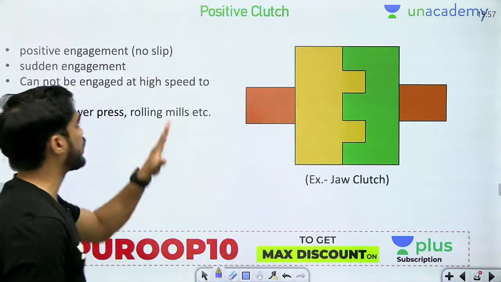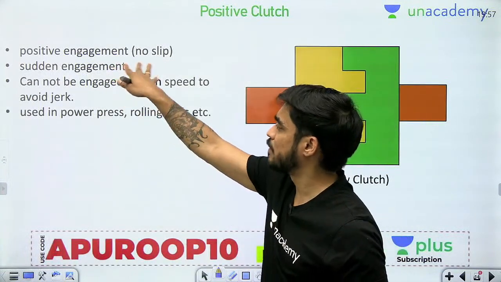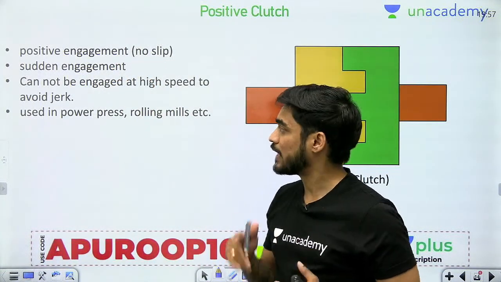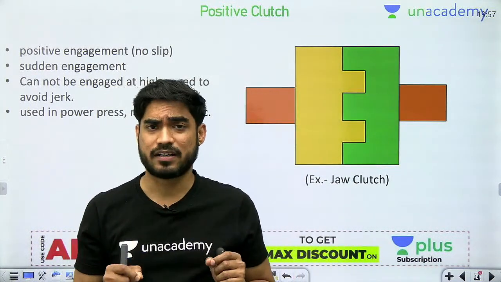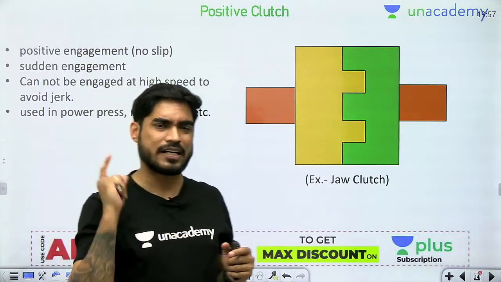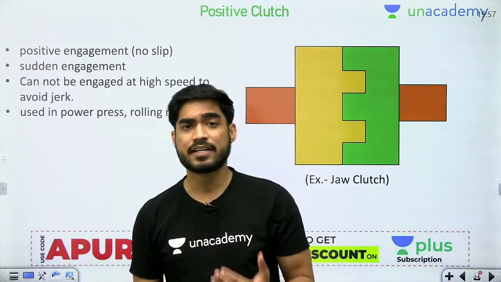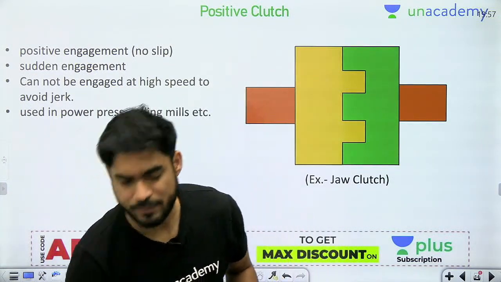So let's talk about positive clutch. So बेटा, positive clutch के केस में the engagement is positive, means there is no slip. दोनों में कोई slip नहीं होता है, okay. Now there is a sudden engagement. What do we mean by sudden engagement? Understand, okay, because this term is also used quite often, so you need to understand what is sudden engagement. Sudden engagement का मतलब क्या है?